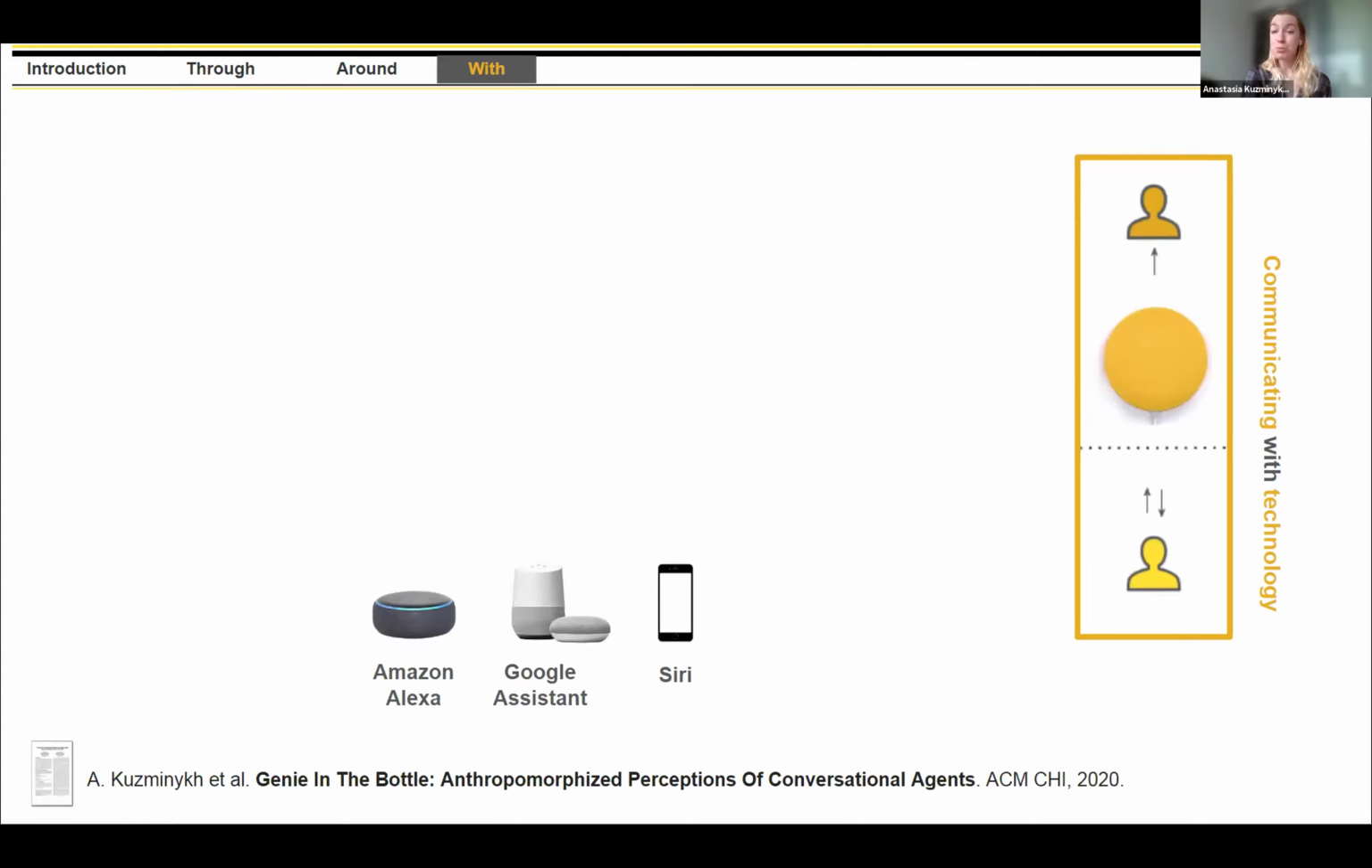So the general purpose voice assistants, such as Alexa, Google Assistant, or Siri, for example, are becoming more and more popular, as you might know. And so more and more users are interacting with them on a daily basis. And these systems, in essence, rely on users' voice interactions with a persona or an agent who is deliberately designed to speak and act human-like.